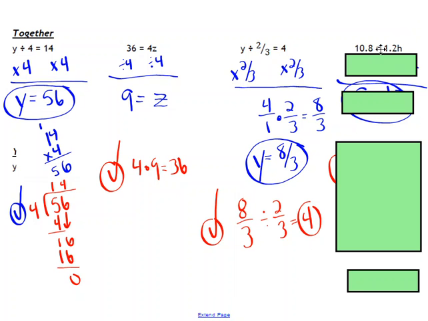This one up here, 10 and 8/10 is equal to 1 and 2/10 times h.